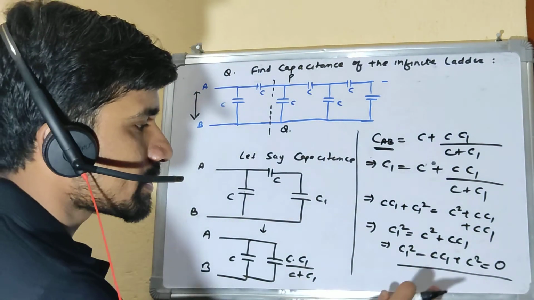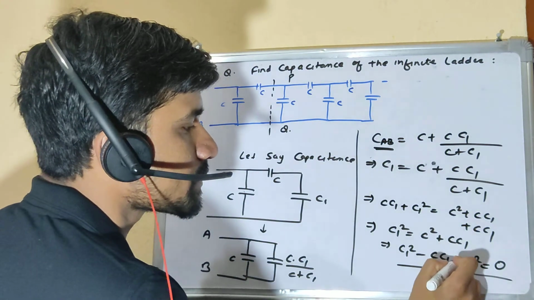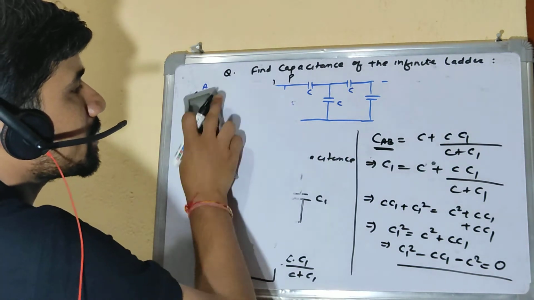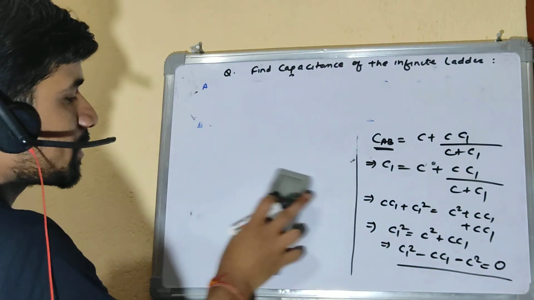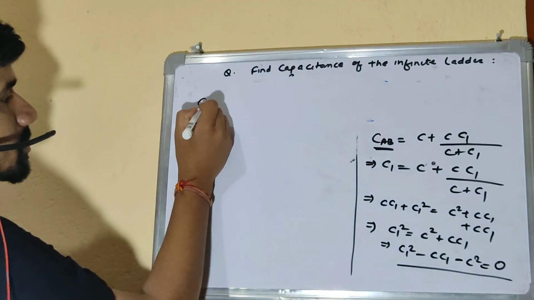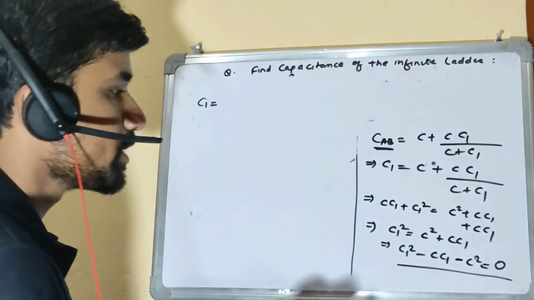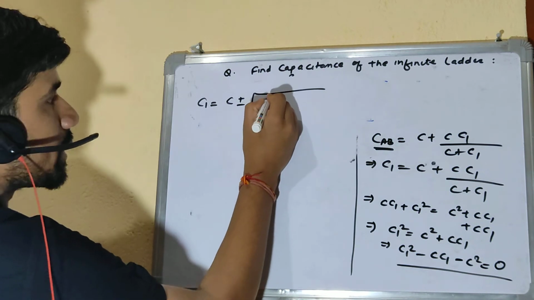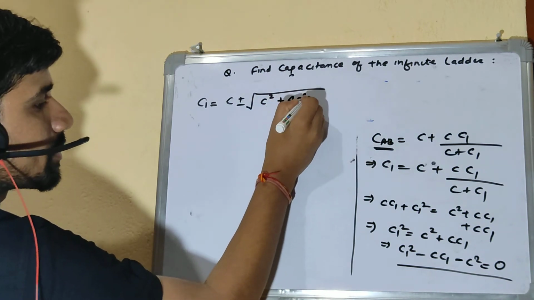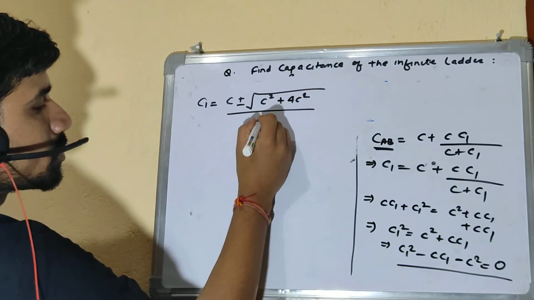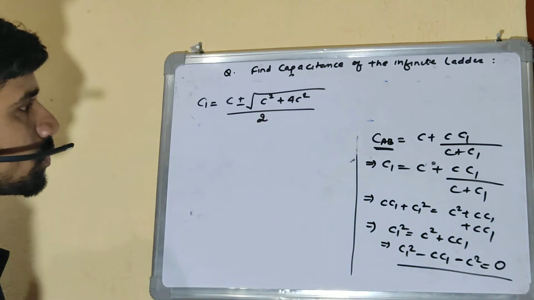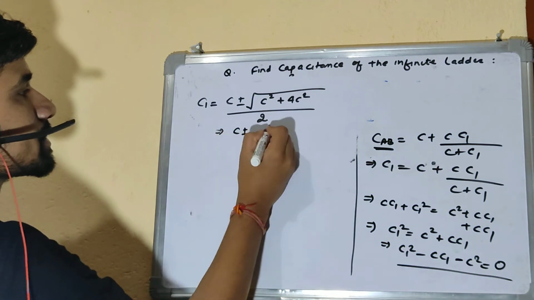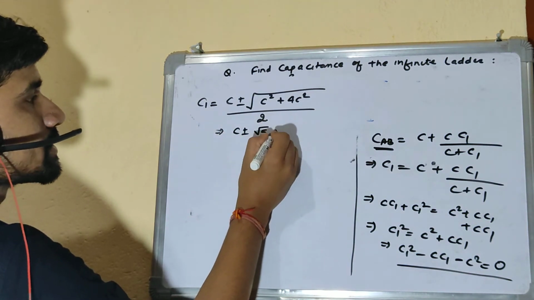So yeah, this would be minus of C square, right? This is my equation. Now you can easily find C1 using the quadratic formula. You already know the quadratic formula: minus b plus minus under root b square minus 4ac by 2a. If I use that and put it here, this becomes under root C square plus 4C square by 2. So this becomes C plus minus root 5 C by 2.